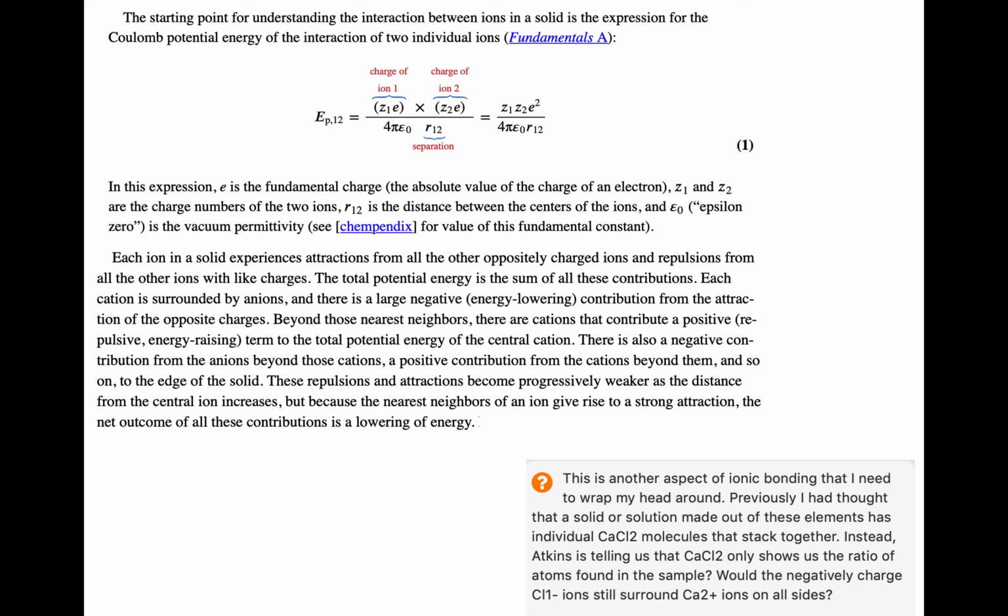Another student comment within perusal. "This is another aspect of ionic bonding that I need to wrap my head around. Previously, I thought that a solid made of these elements, like calcium chloride, would be these calcium chloride molecules that are stacked together. Instead, Atkins is telling us that it's only showing the ratio of the atoms found in the sample. Would the negatively charged chloride anions still surround the calcium 2 plus cations on all sides?" Really insightful comment within here as they're trying to make sense of what we mean when we're thinking about this extended solid with these alternating positive attractions between positive and negative, and then repulsions that then follow within that.